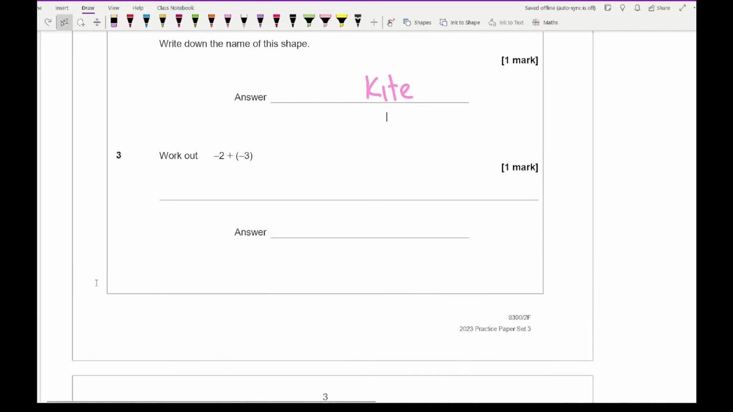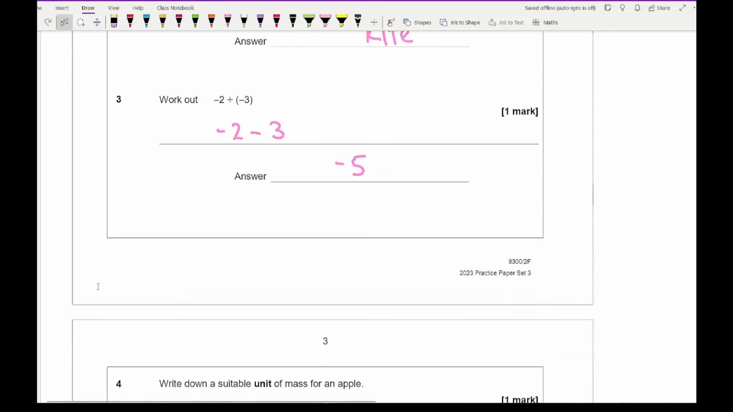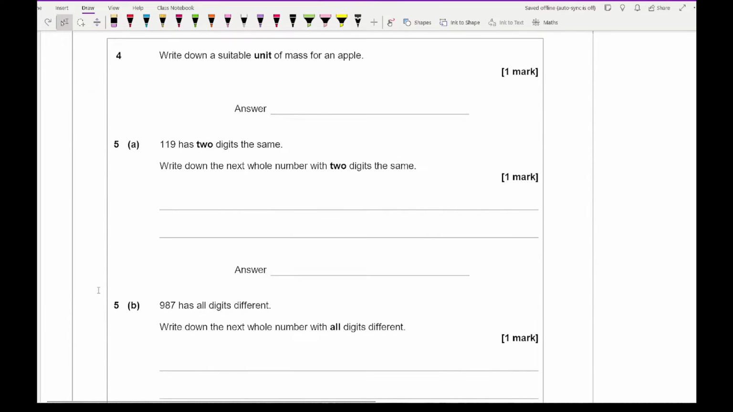Then for question 3, we want to do some negative addition. So here we've got a plus and a minus in the middle, so they turn into a minus. So it's minus 2, minus 3, which is negative 5. Moving on to question 4, it says write down a suitable unit for the mass of an apple. So I would probably go for a gram. Don't know why I've started with an M there, so let's just get rid of that.